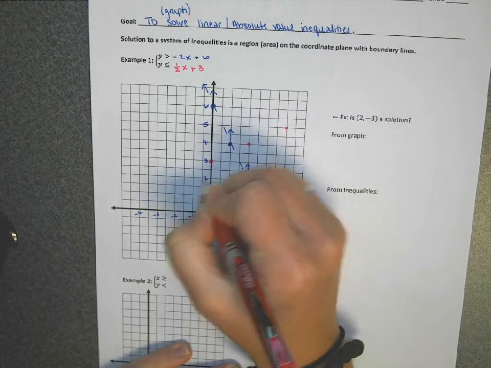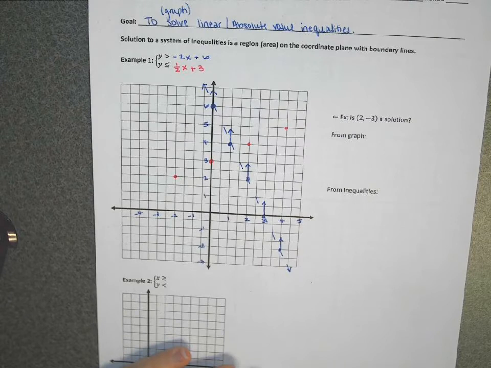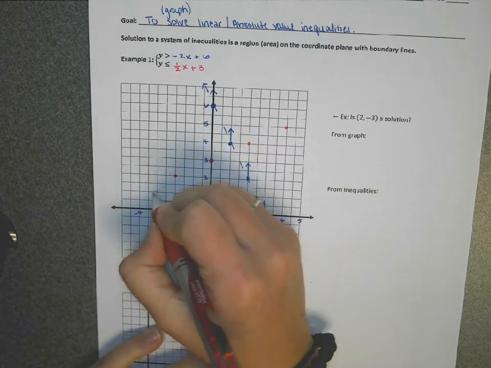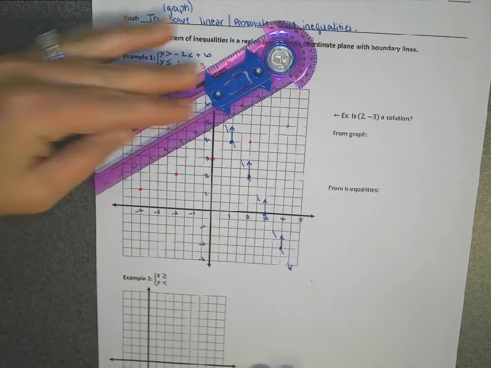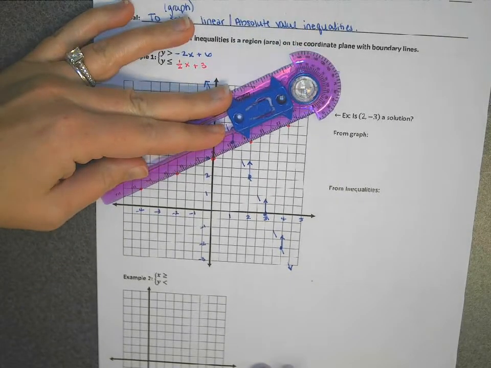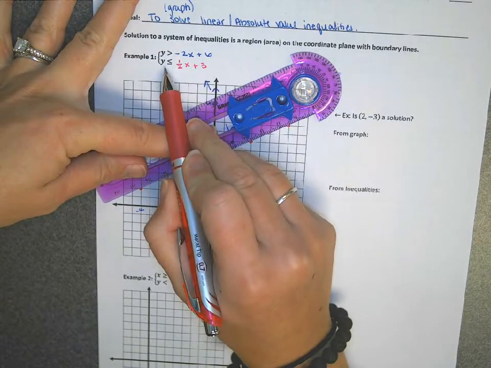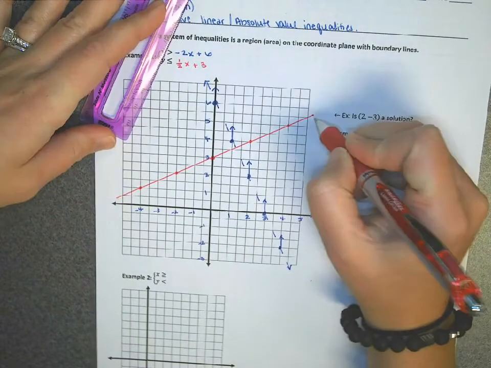Now with this one, whereas before we were all disappointed if it didn't cross in a nice spot because we wouldn't be able to solve by graphing very well, in this case it really doesn't matter where they cross, because that's not the solution. Where they cross could be part of the solution, but it's not necessarily a solution. This one says less than or equal to, so I'm going to connect it with a solid line.